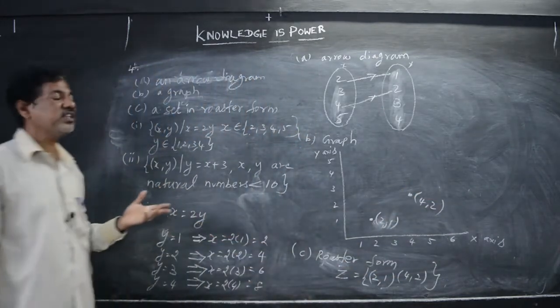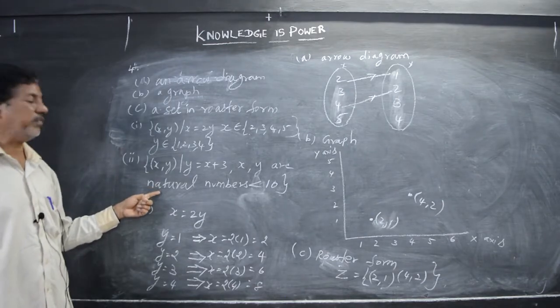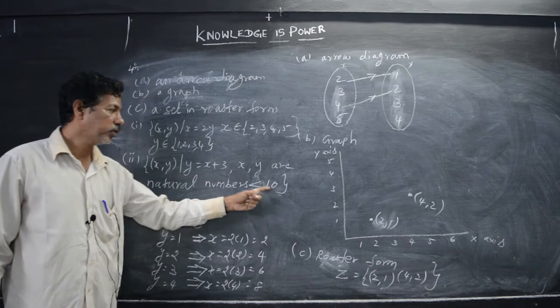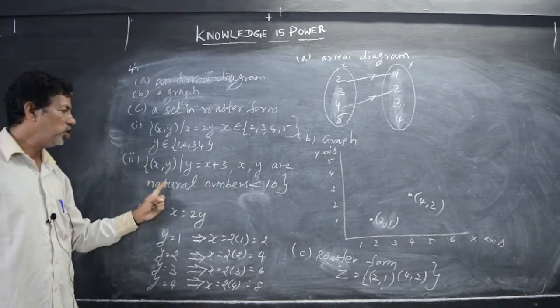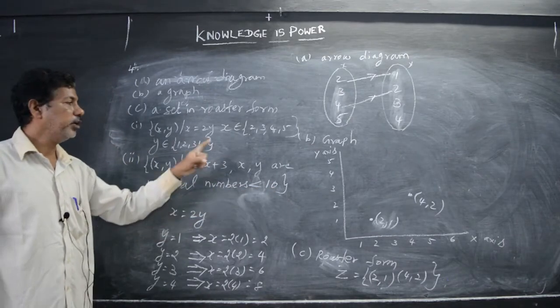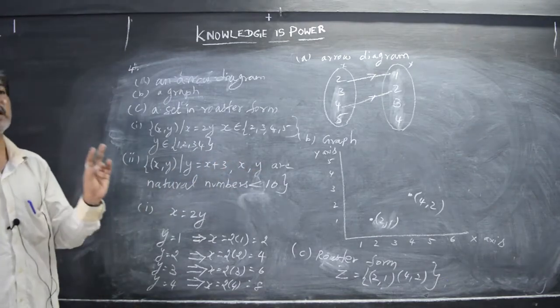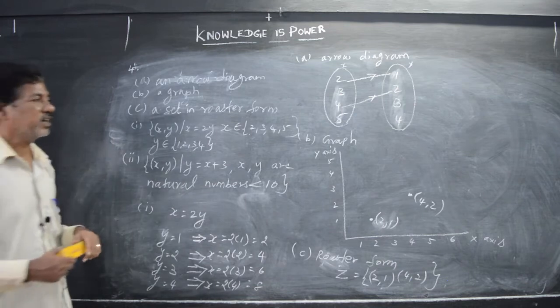So the only difference is the condition given, natural number less than 10. You should take 1 to 9 in both x and y. You have to take it in x and the same way in y. So try it by yourself.